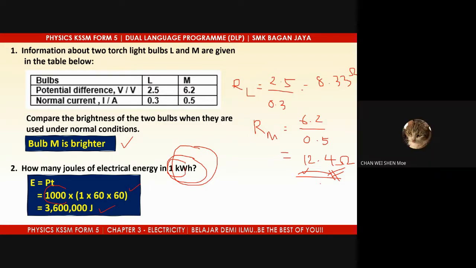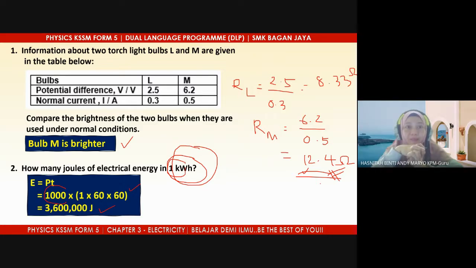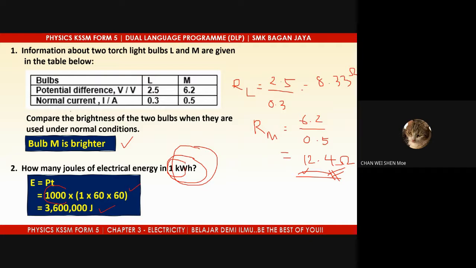Okay. Just for this one or for all bulbs? Lah, normally for bulbs, because they work based on heat generated in the filament across the bulb. Okay. Thank you.